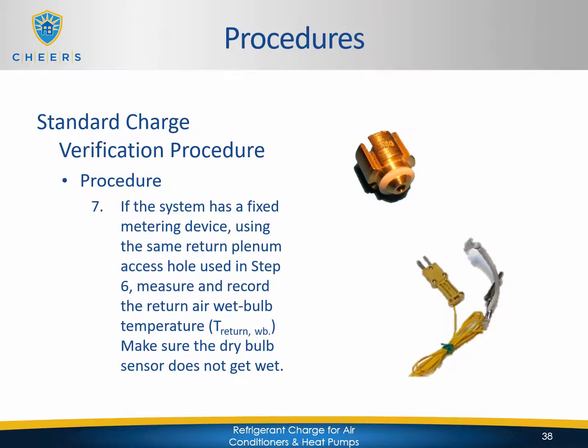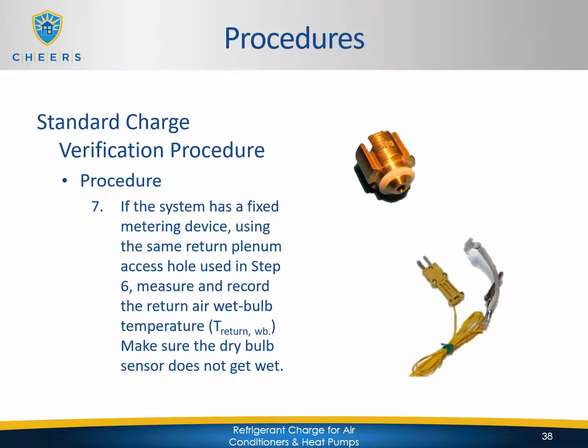If the system has a fixed metering device, using the same return plenum access hole used in step 6, you need to measure and record the return air wet bulb temperature, and you want to make sure that when you're doing this that you do not get the dry bulb sensor wet, otherwise it will act like a wet bulb temperature sensor. So if they have a TXV or EXV installed, you do not need to complete this step. This is only when a fixed metering device is used.